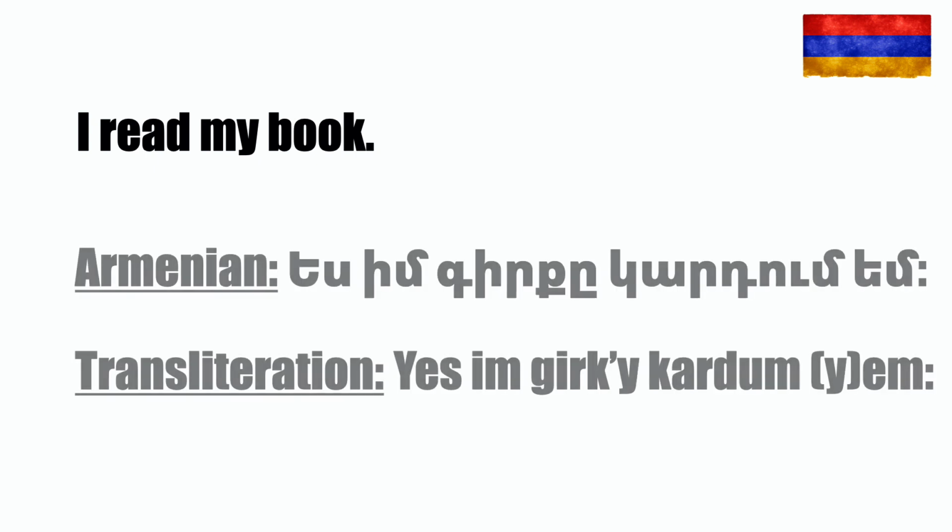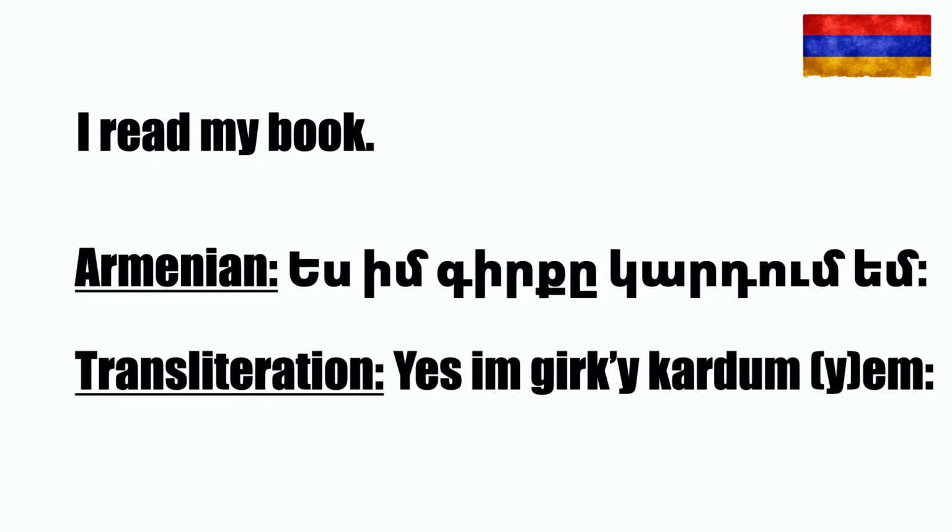I read my book. Ես իմ գիրքը կարդում եմ. Now you can read it here in Armenian alphabet and in the transliteration using the Latin alphabet. In the rest of the video, I will mainly use the transliteration for reasons of limited space. As I explained in the lesson on conjugation, the letter Y is written in brackets for the auxiliary verb, since even though it is the correct transliteration for the Armenian letter Y, the Y in this case is not pronounced. So it's "em" and not "yem".